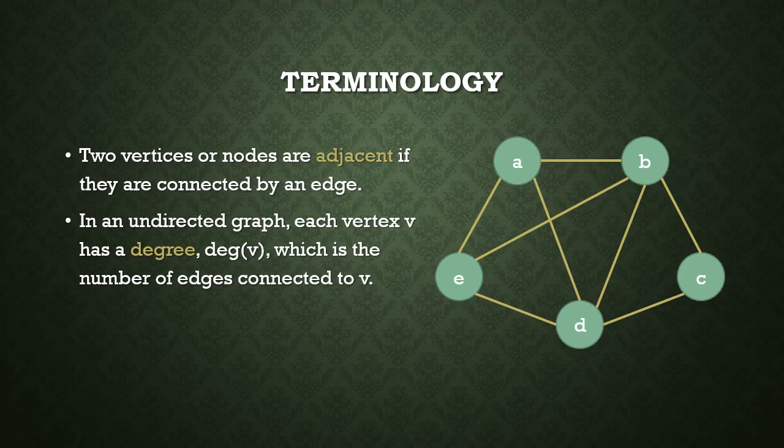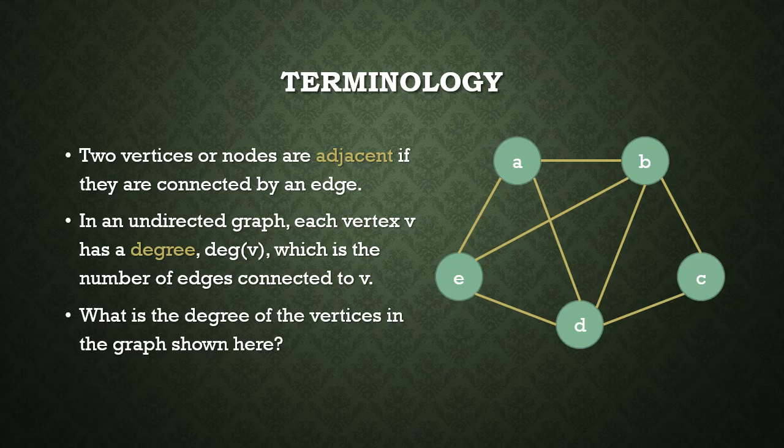In an undirected graph, each vertex V has a degree, which is the number of edges connected to V. What is the degree of the vertices in the graph shown here? Let me show you how to do this. Look at A. There are 3 edges connected to A, so the degree of A is 3. Find the degree of all the other nodes.